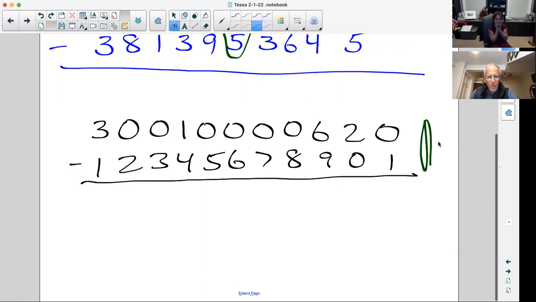Have you borrowed in this place value over here? No. There is no place value over there. So you didn't borrow. So you just got to ask the question, is it too big? 0 is too small for 1. So we make it into a 10. We borrowed that from the 2, which becomes a 1.